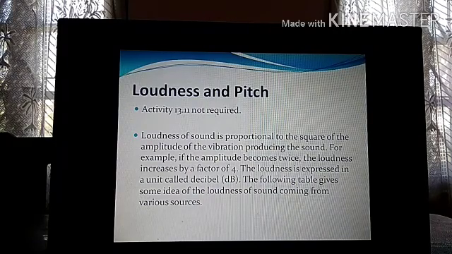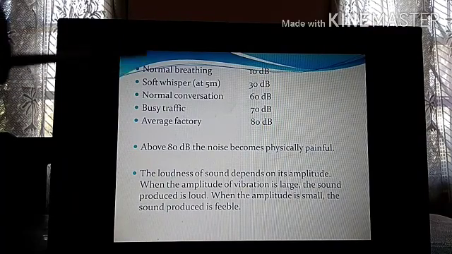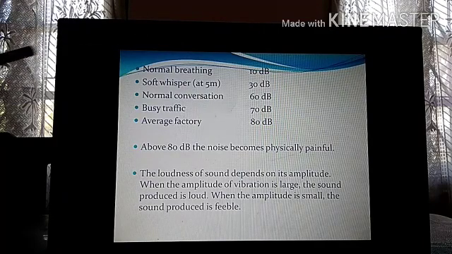Okay, so you have a table that you can go through, and that way you can understand. For example, normal breathing, how much is the loudness? When you breathe normally, it is only 10 decibel. Very less. Soft whisper, suppose you're telling your friend something, you're whispering, that is 30 decibel. Normal conversation, when you're talking normally with your friends, 10 people can hear you, that is 60 decibel.